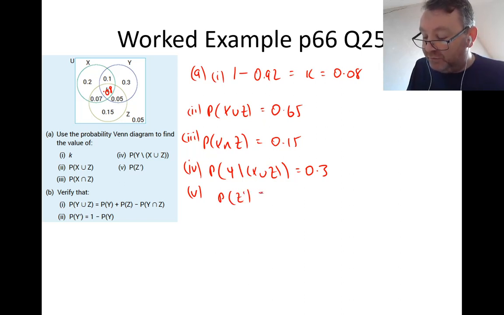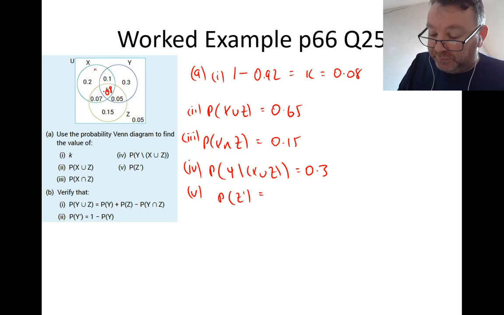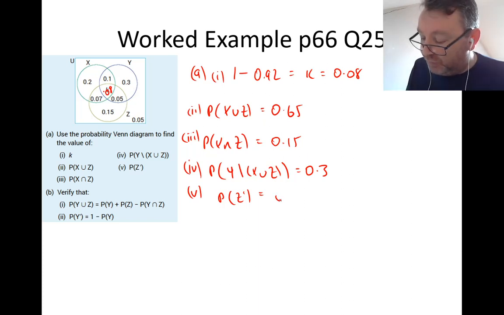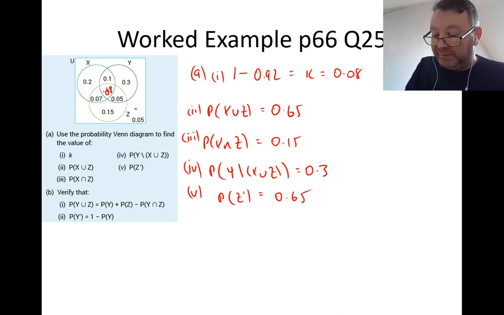And part 5, P of z complement. The probability of everything outside z. So everything outside z is going to be what? So we have 0.2, 0.1, 0.3 and 0.05. Did I include 0.05 in the rest of those? I did, yeah. So z complement is everything outside of z. So that's 0.2 and 0.1, which is 0.3, and 0.3, which is 0.6, and 0.05, which is 0.65. Okay, so don't forget that little 0.05 out there. You'd nearly overlook it because you're working within the circles.